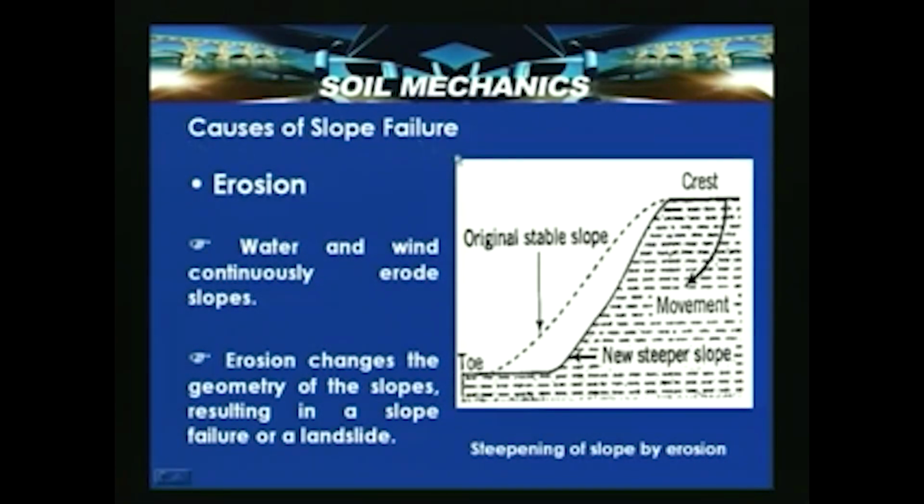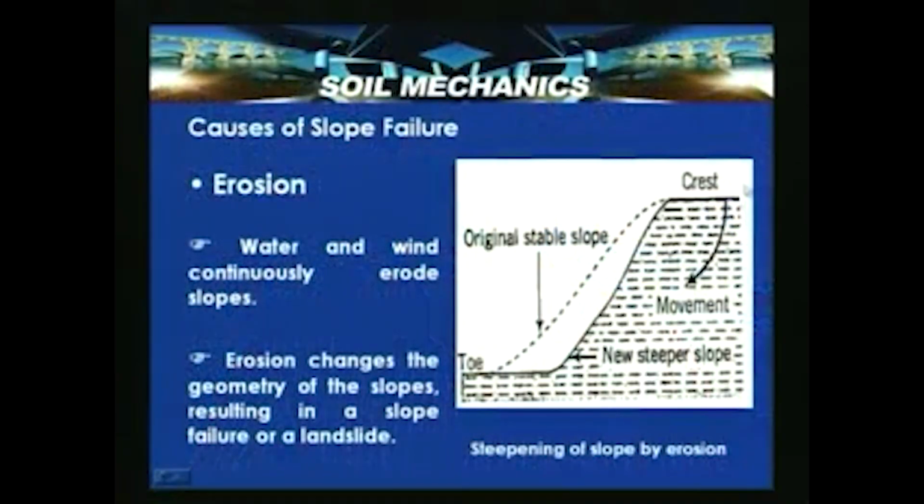So, in this particular picture, this is the original stable slope configuration. This is the toe of the slope and this is the crest of the slope. But due to erosion of the soil, either by the agency of water or wind, what will happen is that it tries to form a new steeper slope which may be unstable from the material strength point of view. So, this can induce a movement and induce slope failure.